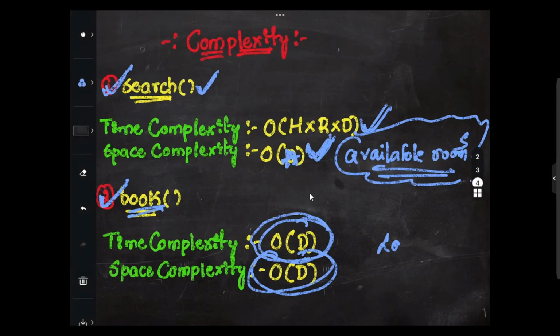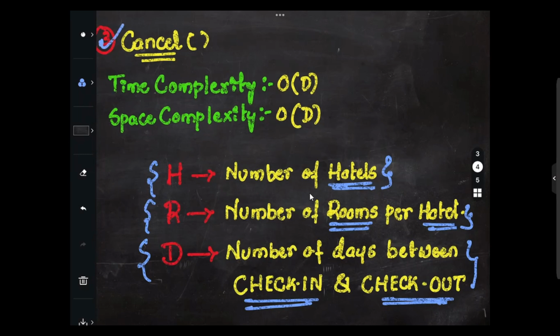Let's move on with the third and final method here, cancel. We should be able to cancel, right? We wrote code for the cancel method as well. If you remember, we should be able to cancel a booking, right? For that, we have already made use of the cancel method, and we have already written the code. The time complexity for the cancel method is O(D), and the space complexity is O(D) as well, right?